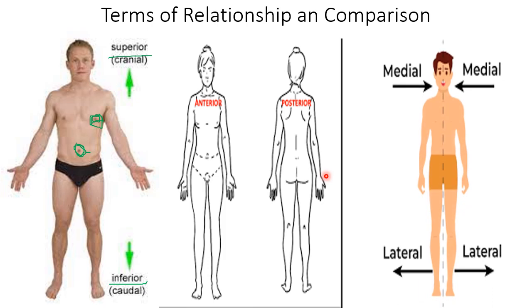Then let's look at other terms such as medial and lateral. Medial means towards the middle, meaning that whenever a body part is towards the midline, you call it medial. When it is away from the midline, you say it is lateral. For example, you can say the left eye is lateral to the nose, or the right eye is lateral to the nose, or the nose is medial to the eyes, in that manner. So you always have a point of reference.